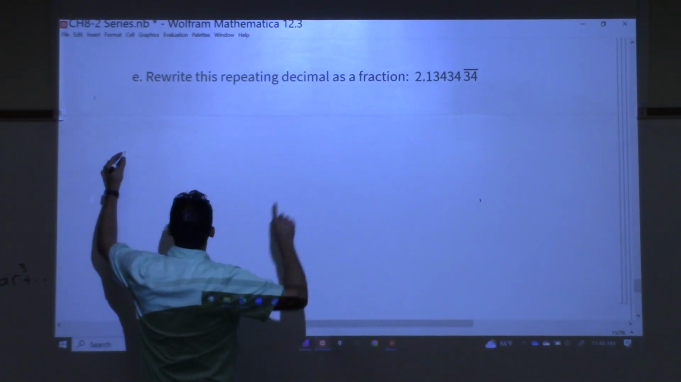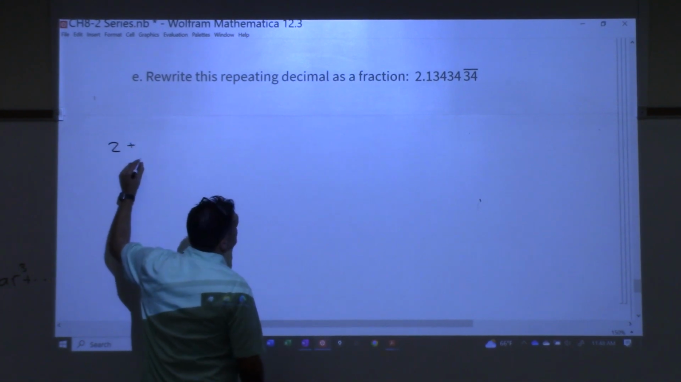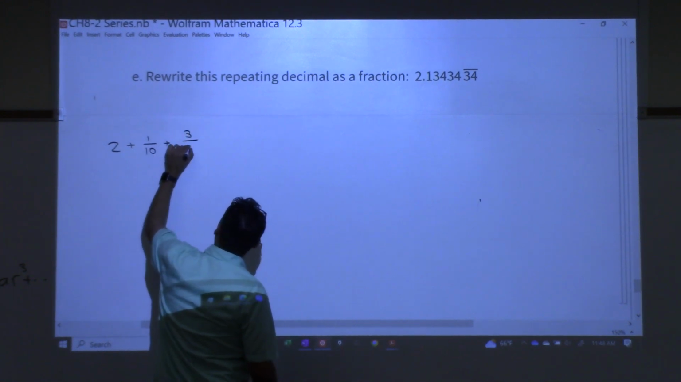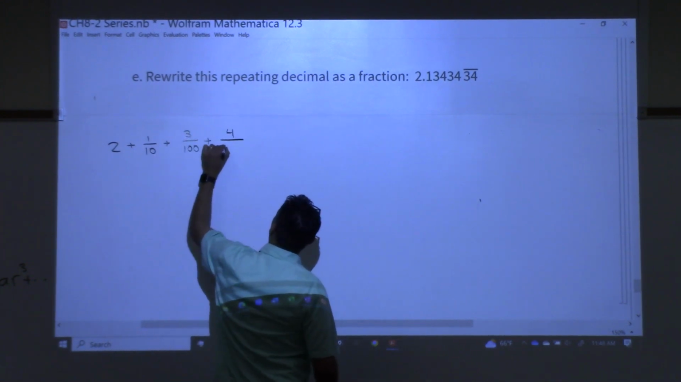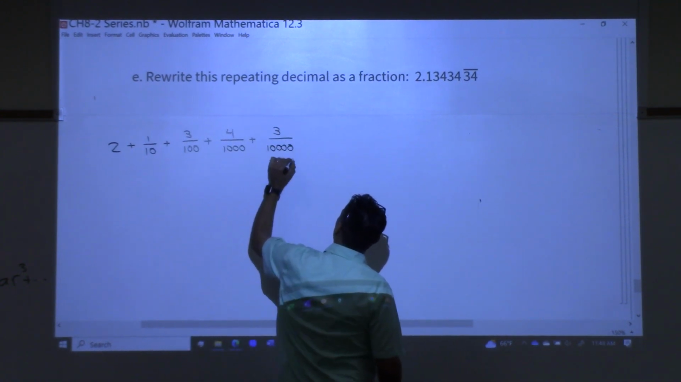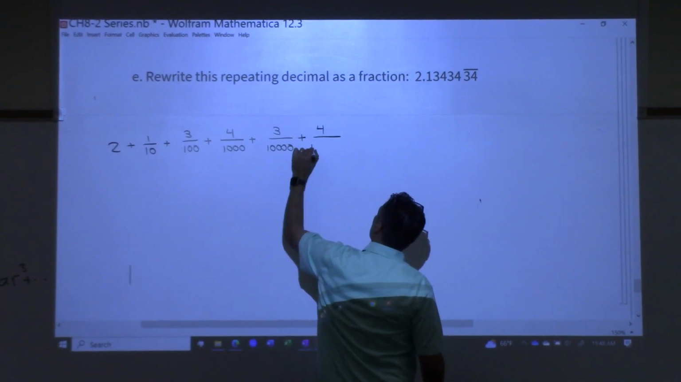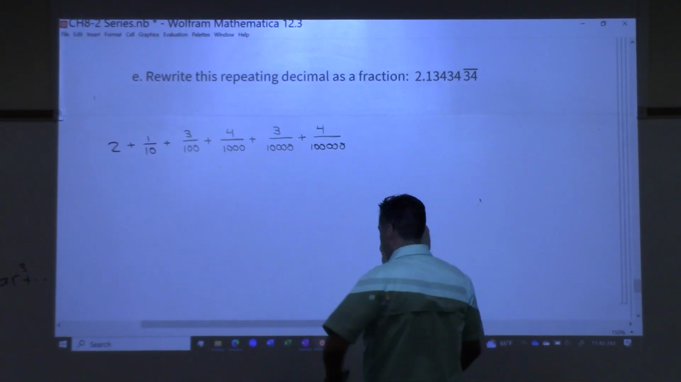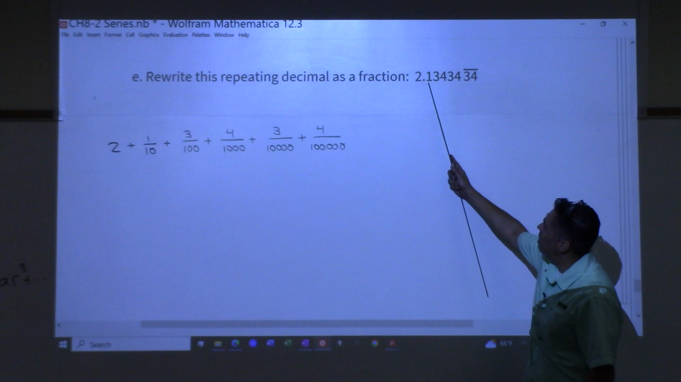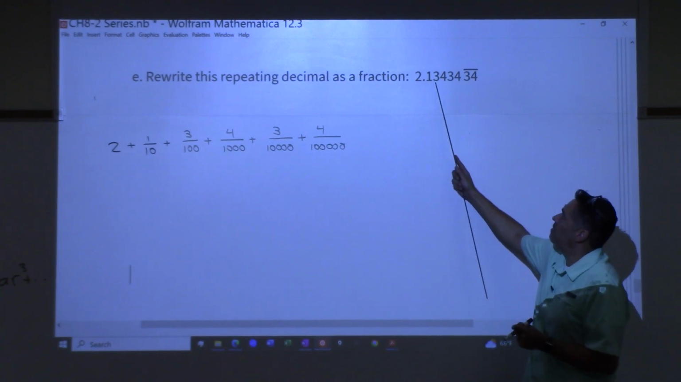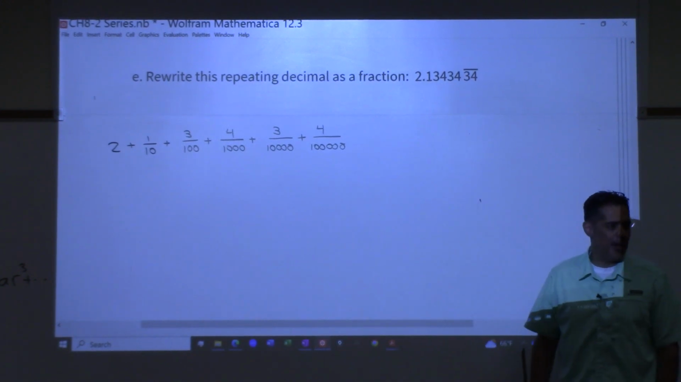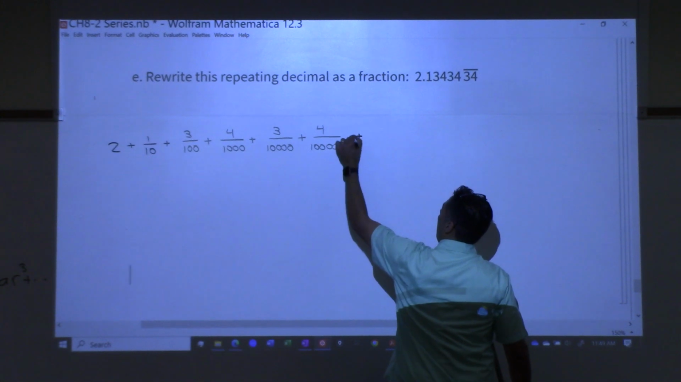Do you all agree that that is the same as 2 plus 1/10 plus 3 100ths plus 4 1,000ths plus 3 10,000ths plus 4 100,000ths? When I say this, you have to know coming into this class that the first digit behind the decimal is the tenths position. That's the hundredths position, thousands, 10,000s, so on and so forth, right? So do you all agree that that's what we have? Yes?